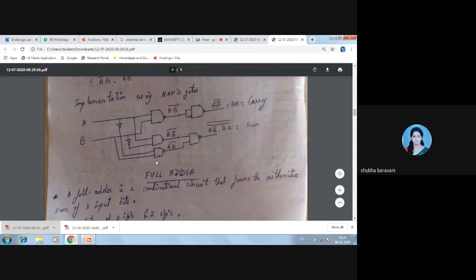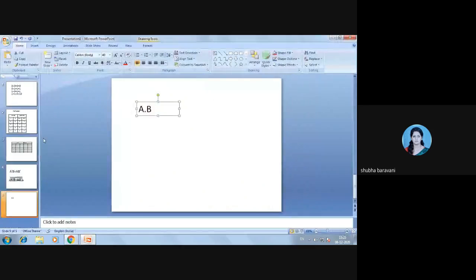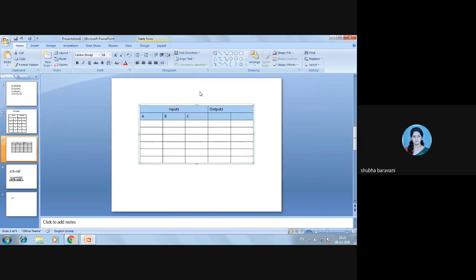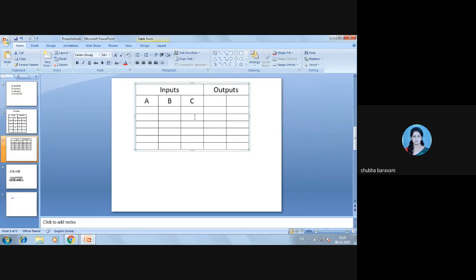Yes, ma'am. Okay, so this is the implementation of a half adder using NAND gates. So we'll move to the next part now. This is our half adder. Now we'll go to the full adder. Similar to our half adder, I have full adders. The only thing is, in a full adder there is a carry also. You have something called carry.